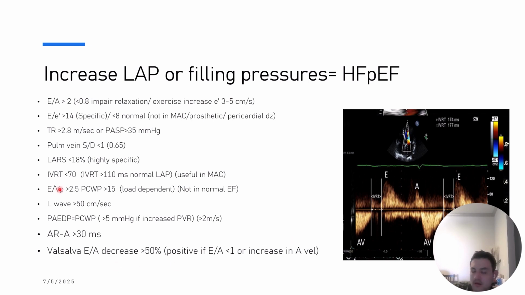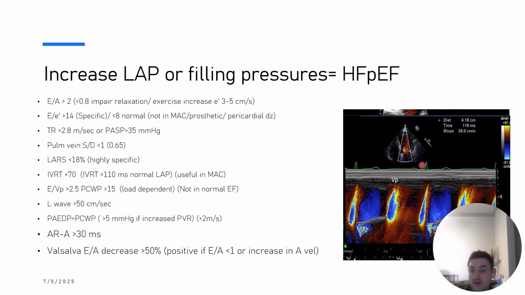E over velocity of propagation more than 2.5 tells you the wedge pressure is more than 15. What is the velocity of propagation? You use color M-mode Doppler, and you put the cursor here, and you're going to see how rapid this velocity of propagation goes. That tells you what is the relaxation of the LV.